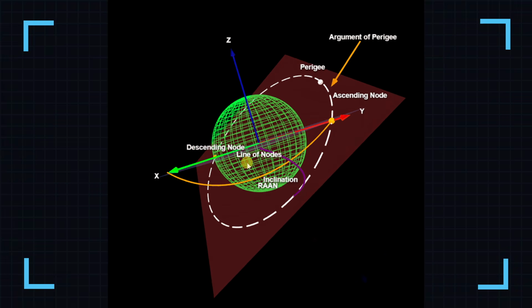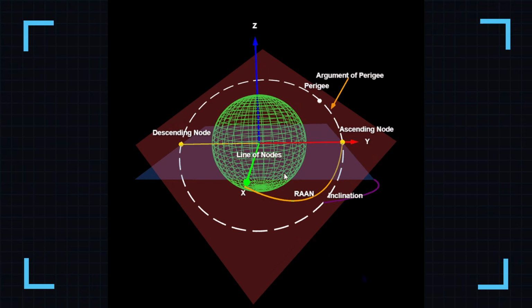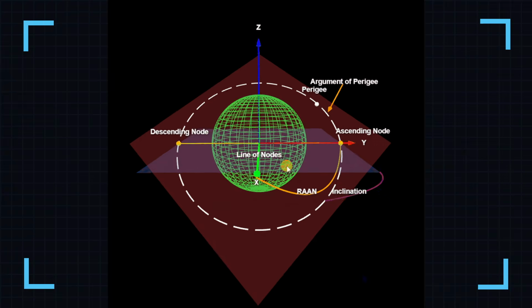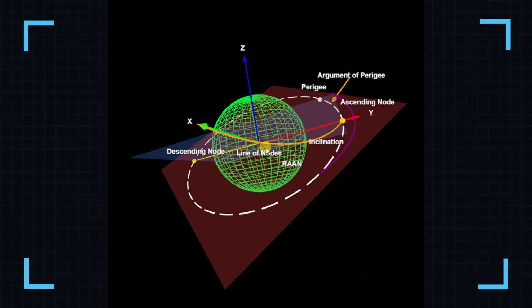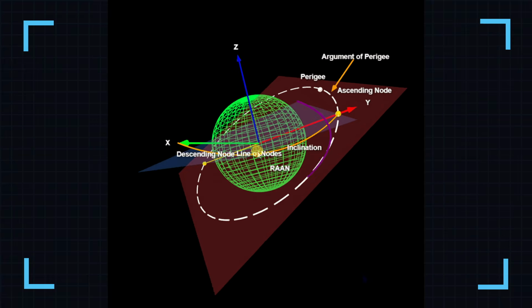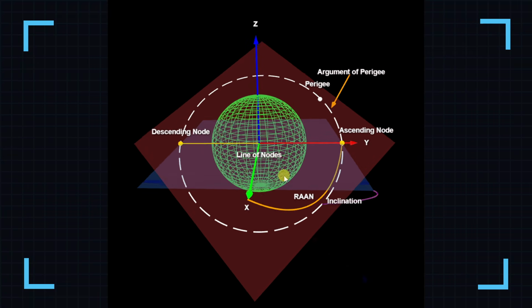RAAN is the angle measured eastward along the equatorial plane between a fixed reference direction in space, so think pointing at a distant star, and the ascending node. It tells you which way the orbital plane is facing in space. Two orbits can have the same inclination, but different RAANs, and they'll trace completely different ground tracks.